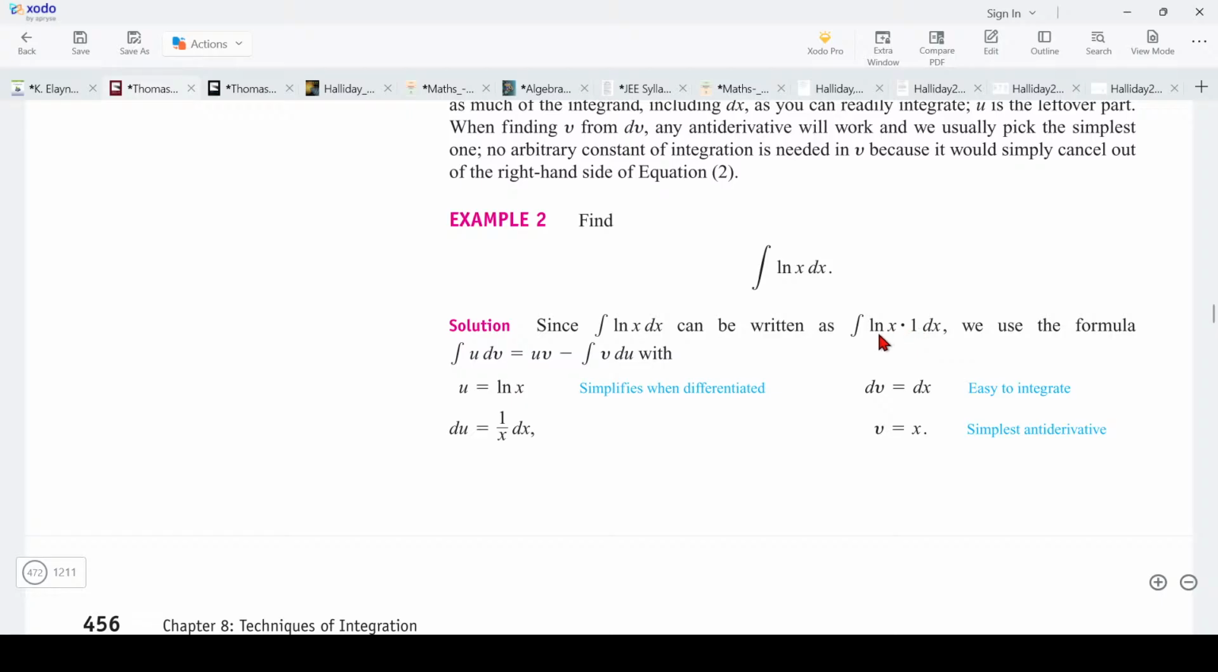Integral of ln x. Then what is the first function? First function is u, and dv is 1 dx. What is dv? dv is dx. So what is v? v equals x. And what is du? du is 1 by x dx. Understood. Now try to finish this integration and tell me what exactly you are getting using this formula.